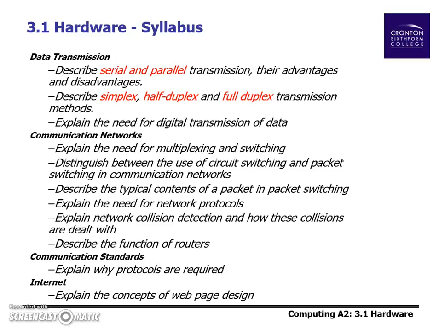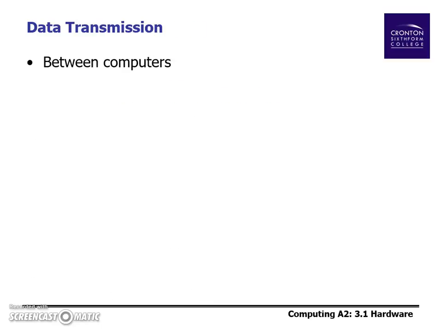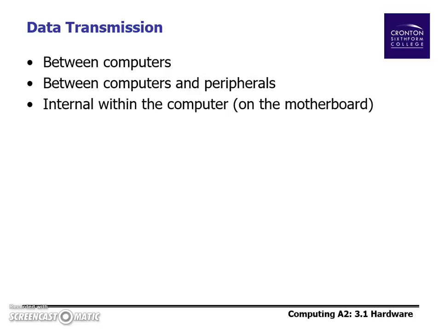Okay, so first of all, let's start looking at data transmission. Data transmission is either data being transmitted between computers, data being transmitted between computers and peripherals, or internally on the computer, on the motherboard, linking back to last year on how data can be transferred around the CPU.